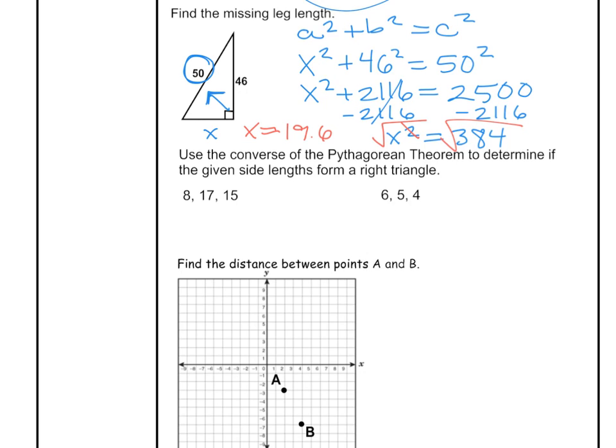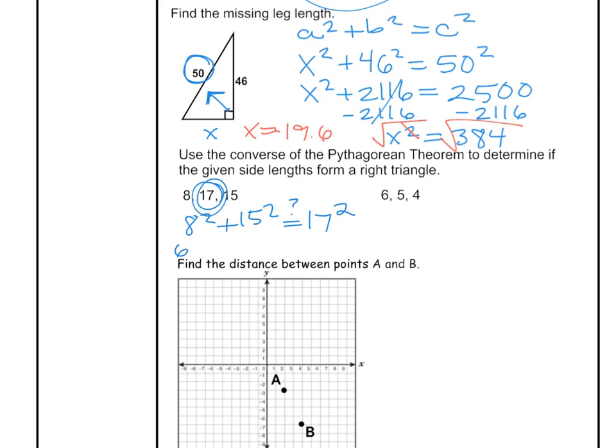Next, we're going to use the converse, which just means we plug in 3 side lengths into Pythagorean theorem. The longest side should be c, and we see, do the sides equal each other? If they do, then it's a right triangle. If they do not, then it's not. So on this first one, the longest side is 17. That's going to be my c. So I'm going to say, okay, does 8 squared plus 15 squared equal 17 squared? And I'll put a question mark there because we don't know yet.